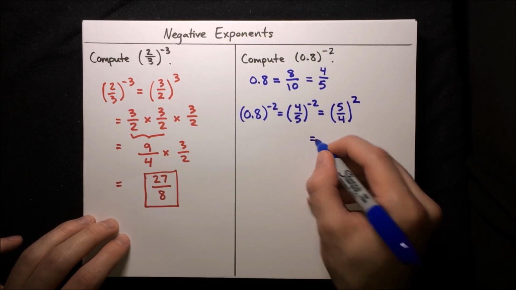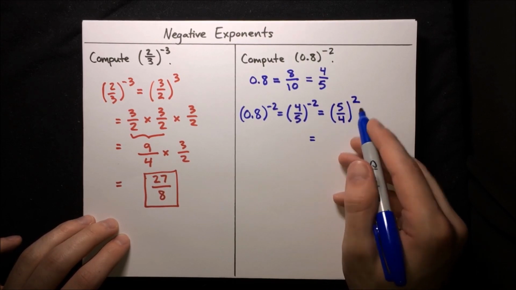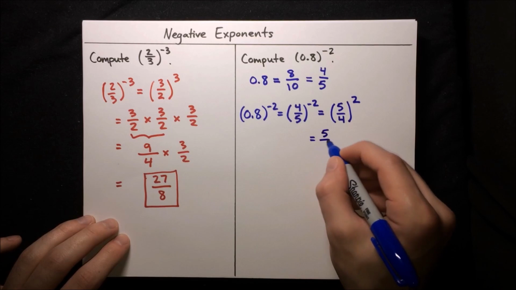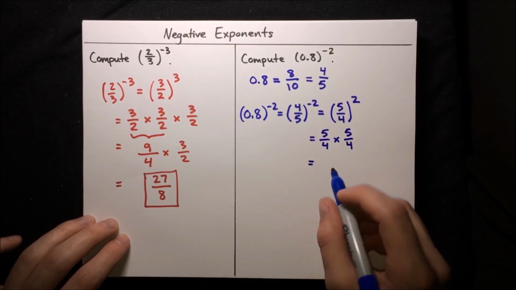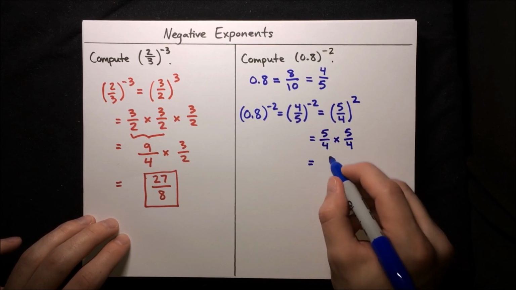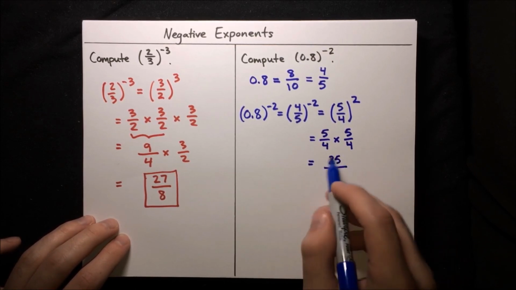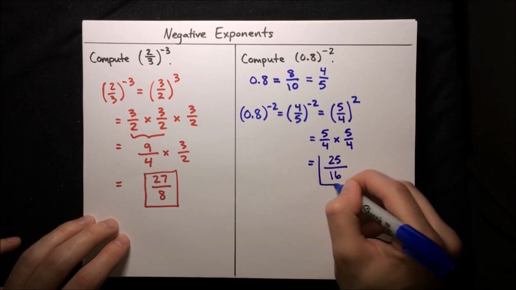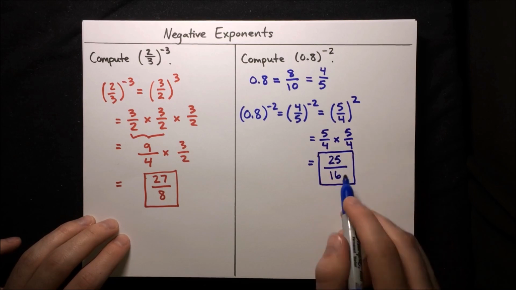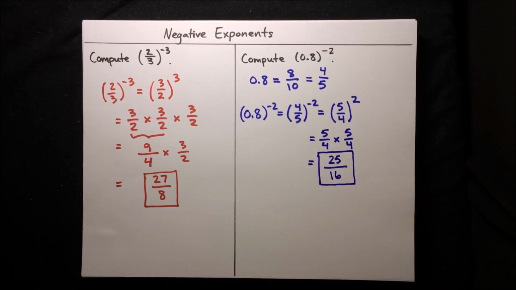And now we just need to compute that, so 5/4 to the power of positive 2 is just 5/4 times 5/4, and that becomes just the numerators, 5 times 5 is 25, over, in the denominator, 4 times 4 is 16. So 25 over 16. And there we go. There's our result. Great, so now we know how to compute numbers raised to negative exponents. And in the future, we'll continue to become even more comfortable working with negative exponents in more complicated expressions.